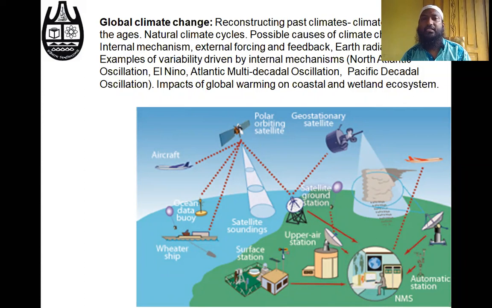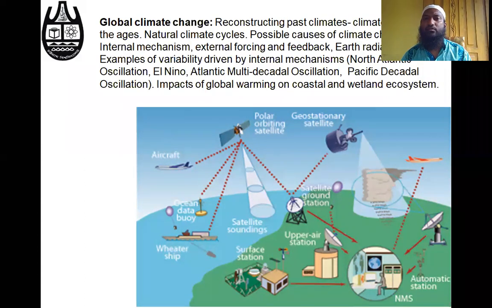First of all, reconstruction of the past climate. What does it mean? As we said, climate is changing. What is the basis of that? We know that the climate was not like this before. So how can you know that? What was the condition of the climate 100,000 years back? How can you know that?